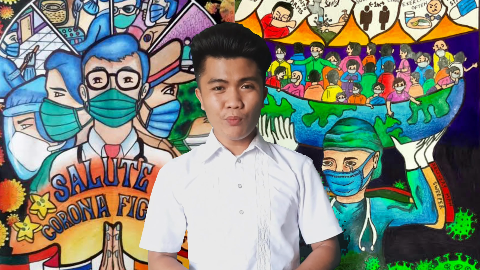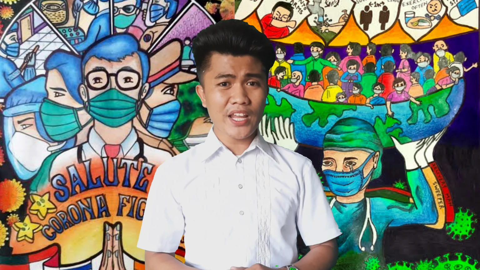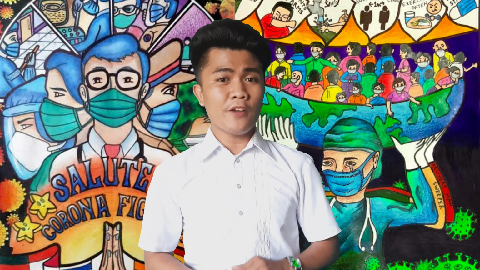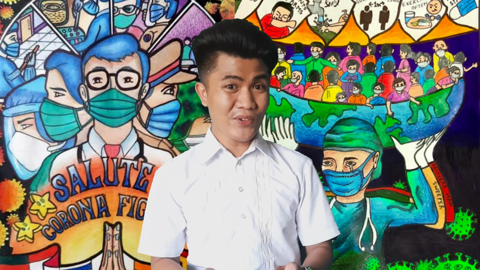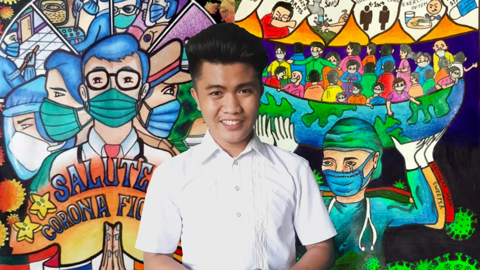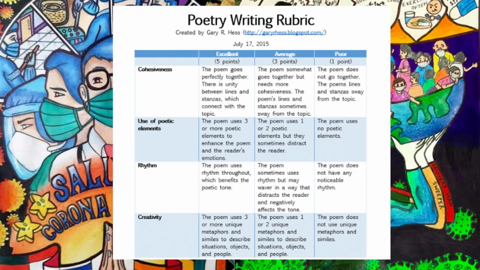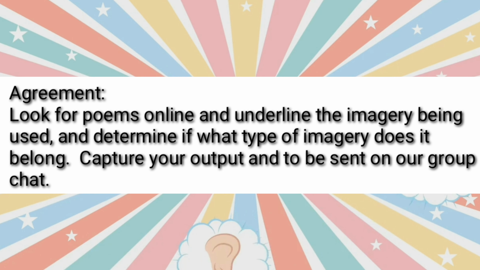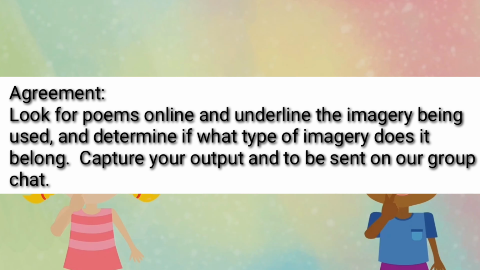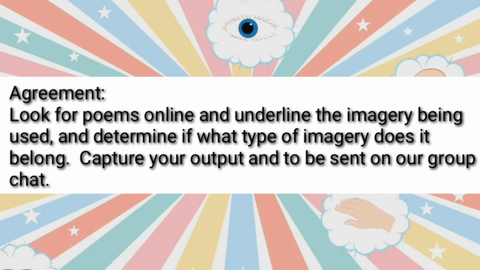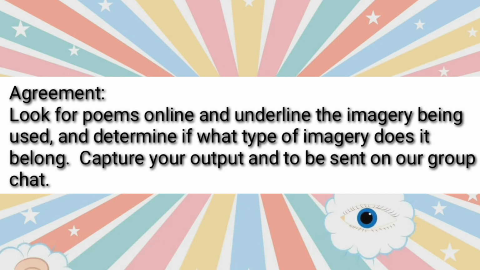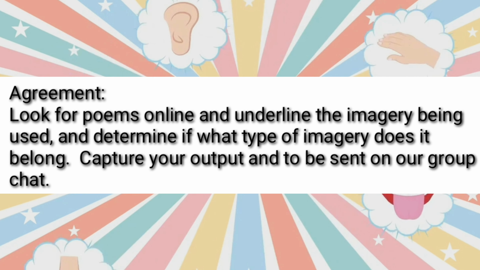And now, I want you to bring out a whole sheet of paper, and write a poem for our frontliners who are fighting the spread of coronavirus. And of course, in your poem, I want to see the 5 types of imagery. Can you get it? That's great. Let's start. Please be guided by the poetry writing rubric that is being presented. For your assignment, look for poems online and underline the imagery being used and determine what type of imagery it belongs to. Capture your output and send it to our group chat.